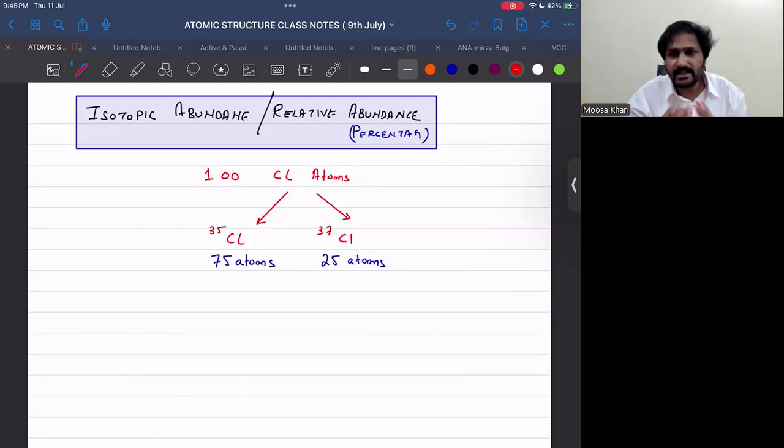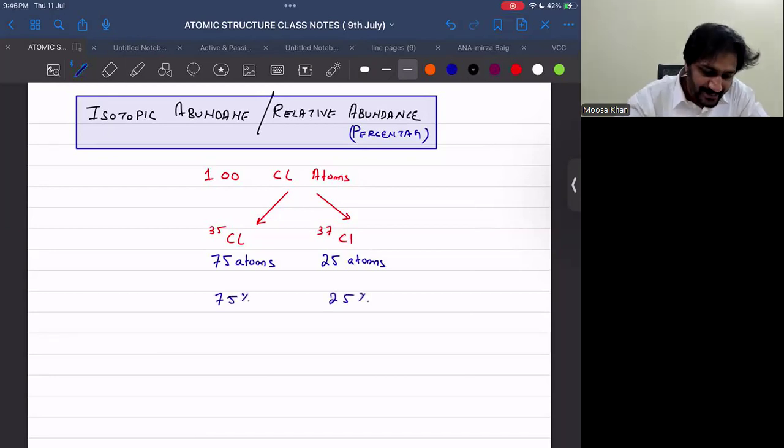How we have calculated it, it's not your concern. Up till grade 11, you are not supposed to know how we have actually calculated these percentages, but you should remember them. The syllabus doesn't say to memorize these percentages, but I'm going to ask you to remember them. What are the percentages? Chlorine 35 is present in 75% and the chlorine 37 isotope is present in 25%. These percentages are known as isotopic abundance.